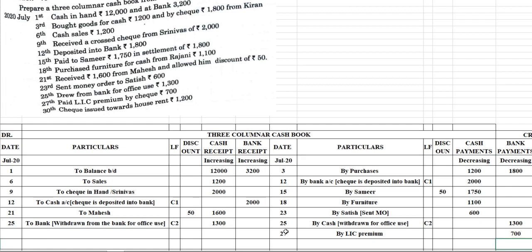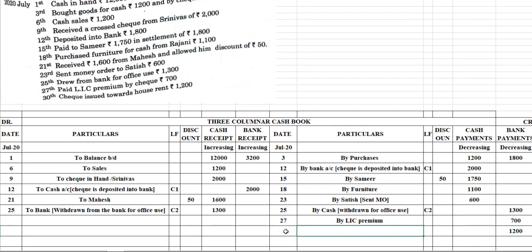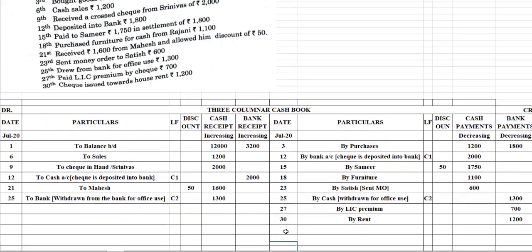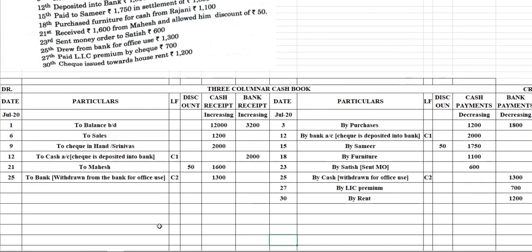So we have paid a check worth rupees 1,200 towards house rent, right? Rent on 30th. So these are the transactions. Now what is the total? Total of this discount is 50. Discount here is 50.